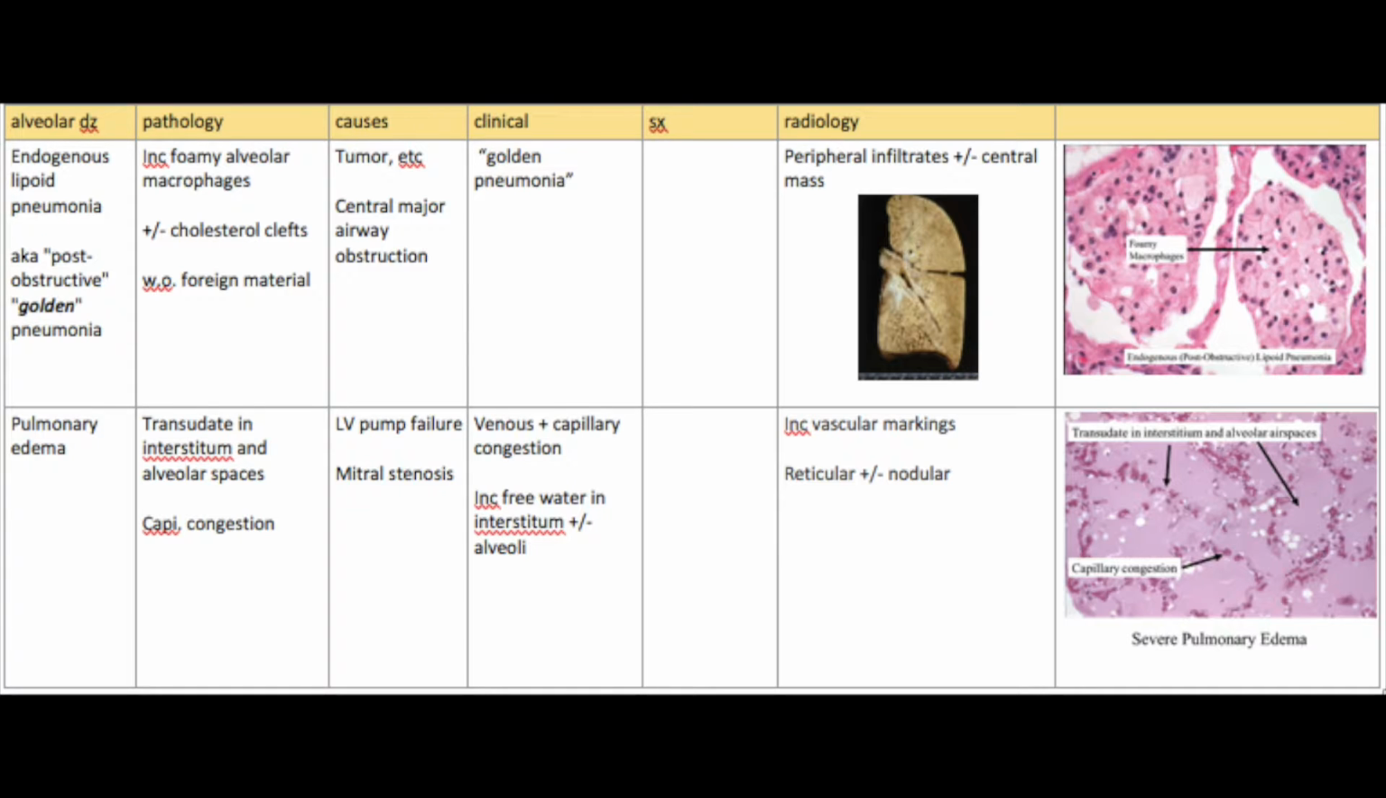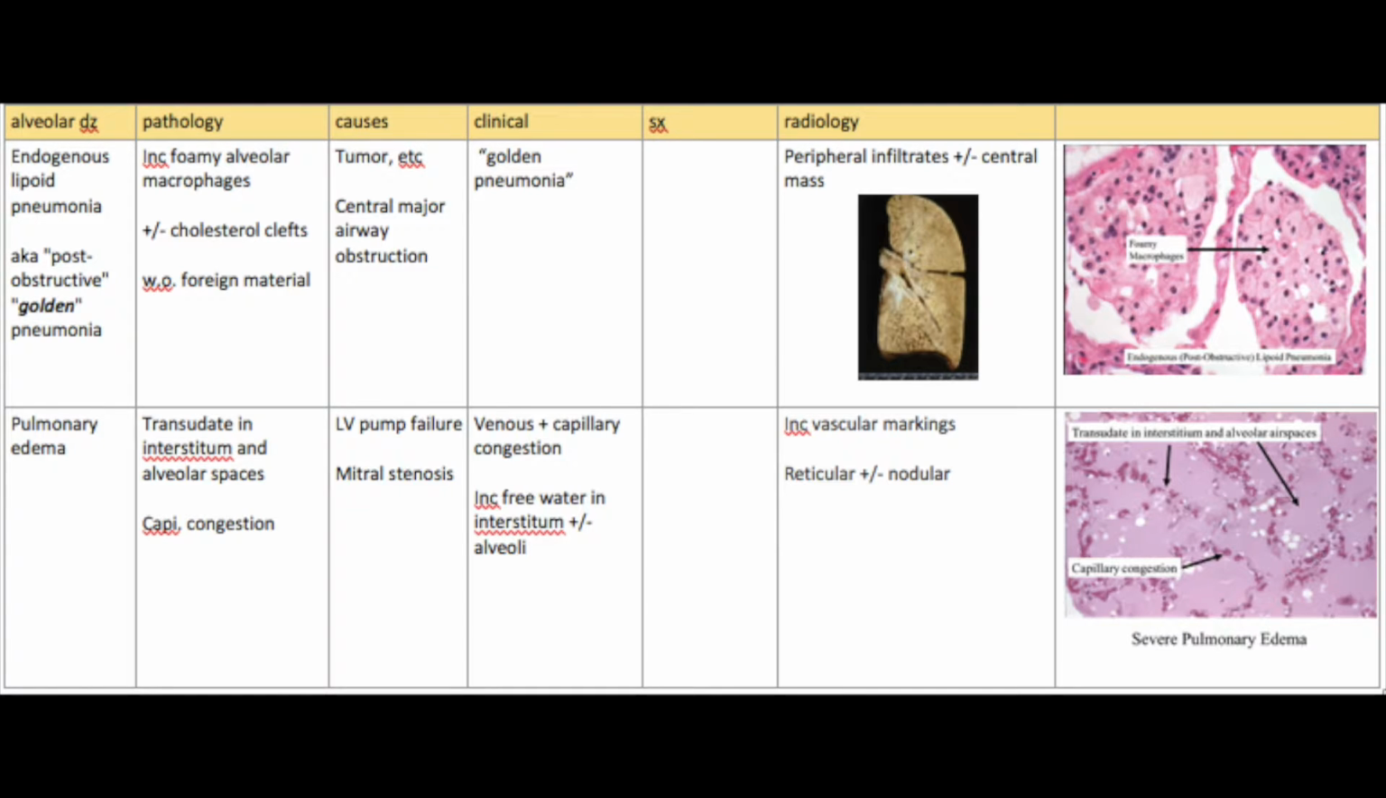Endogenous lipoid pneumonia is also known as post-obstructive pneumonia. It is also known as golden pneumonia. So post-obstructive pneumonia, as the name suggests, you're going to have central major airway obstruction. Distal to that airway obstruction, there's going to be a lot of damage, right? So you're going to have alveolar damage, and alveoli also have cholesterol in them.